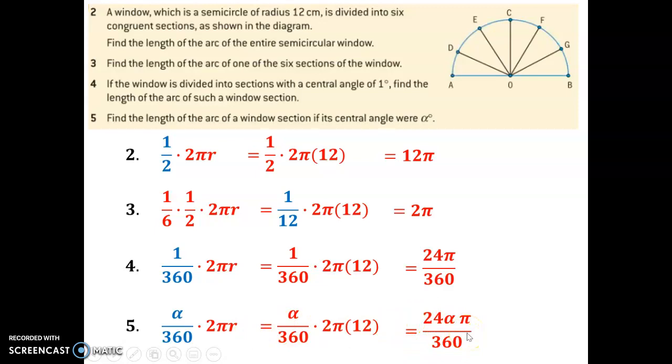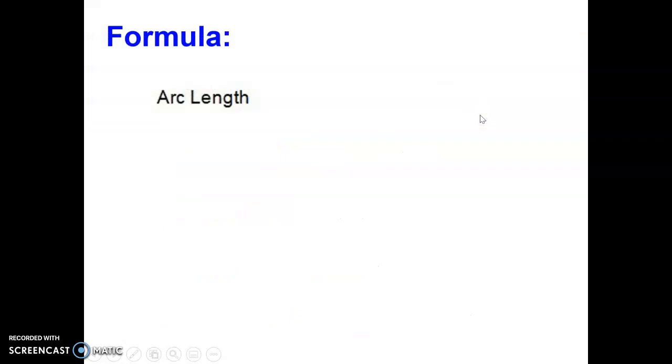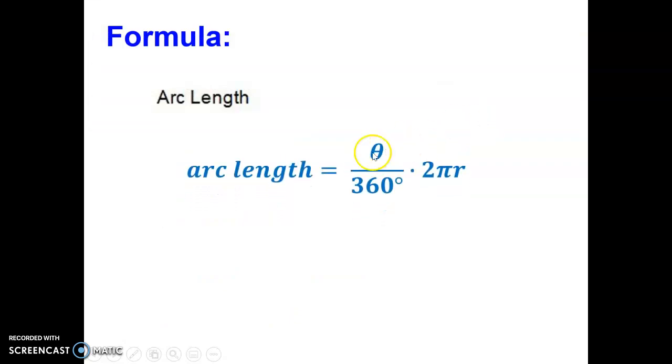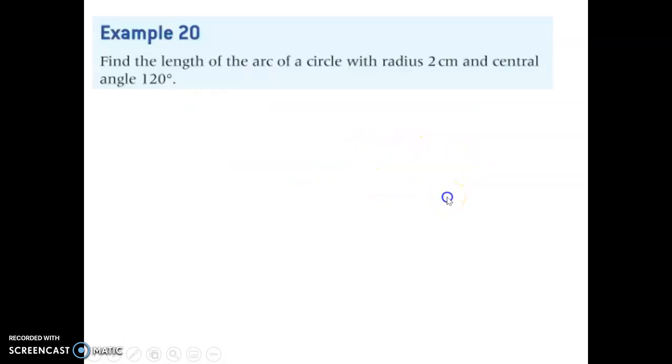All right, great job if you made it through that little exploration and investigation. After that, I'm sure you have a very good intuitive feel for what an arc length is as a portion of a circumference. So let's apply it. Here's the formula. To find the arc length, we just do the angle that we're looking at, the central angle, as a portion of 360 times the circumference, because we're just basically taking a piece of the circumference using that formula. Let's try it on this problem.